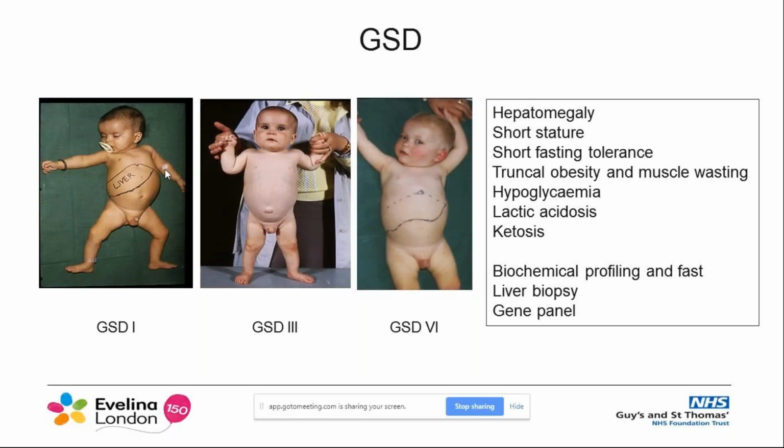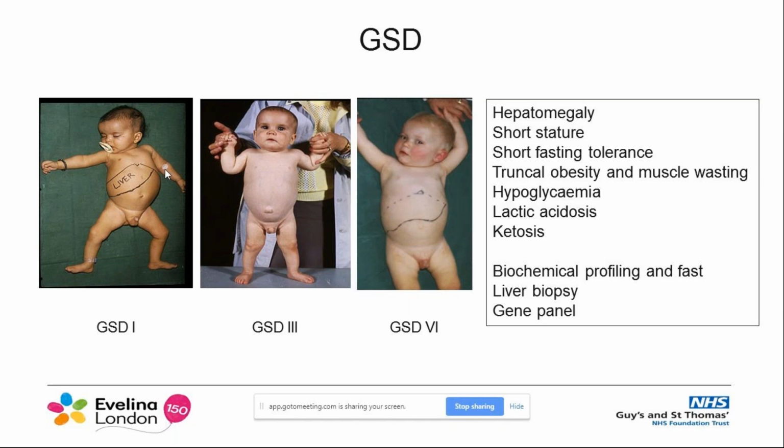Type 1 tends to cause a lactic acidosis as well as the hyperglycemia, and the other types can cause an associated ketosis, and that's to do with the point at which in the pathway the enzyme is deficient for the different types. So we will biochemically profile these children to see whether or not there is a lactic acidosis, a ketosis, and how soon a hyperglycemia becomes evident, and may or may not perform a diagnostic fast if we feel this is indicated.